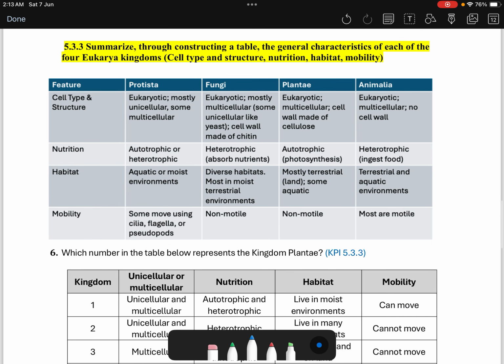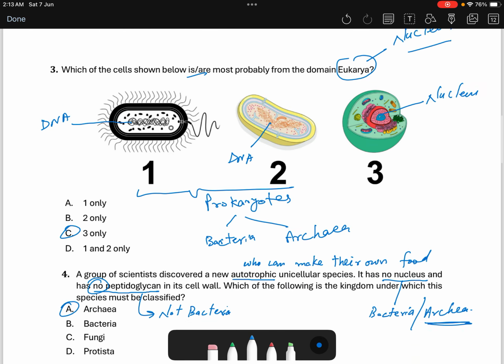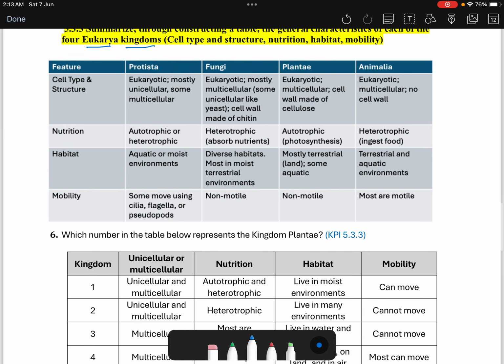Summarize through constructing tables the general characteristics of each of the eukaryotic kingdoms. As I told you before, there are 4 kingdoms. We listed them up here in this table: plantae, animalia, fungi, and protista. And then we need to describe them on the basis of cell type, cell structure, nutrition, habitat, and mobility. Mobility means if they can move or not.